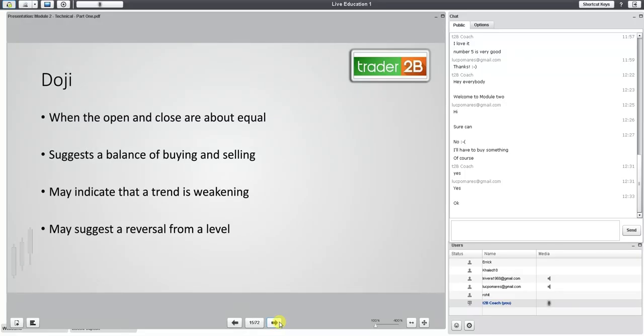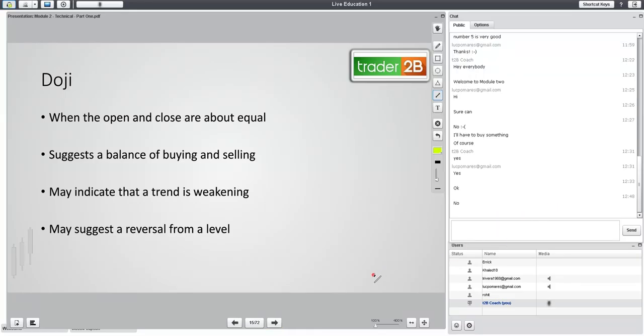Okay. Any questions so far, guys, about the individual candles, the hanging mans, the shooting stars, and the hammers? Yes. No. Perfect. Anybody else?